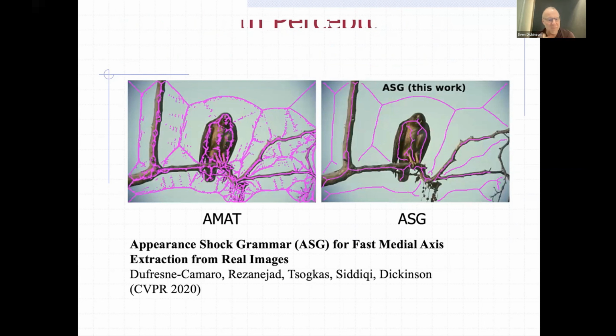And in fact, there's a grammar with a certain number of rules which define how you can create shapes in nature, how you can create 2D shapes, and studies and encodes the relationships between those medial points. And when you take that relational information as a constraint on your selection process, then you can go from the AMAT on the left to what we call our appearance shock grammar on the right. Still some problems. The sort of over-fragmentation that Jason mentioned earlier in the talk is still there to some extent, but certainly much better than the original AMAT.